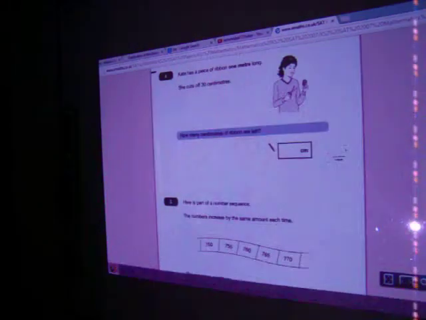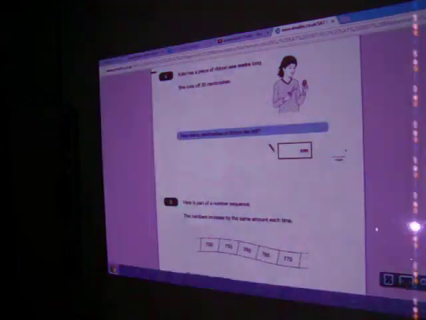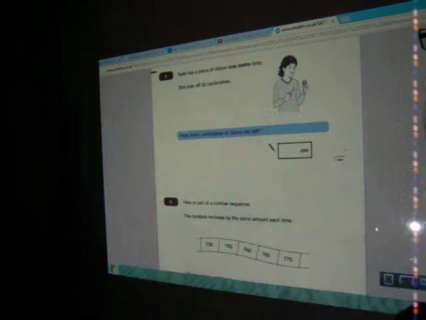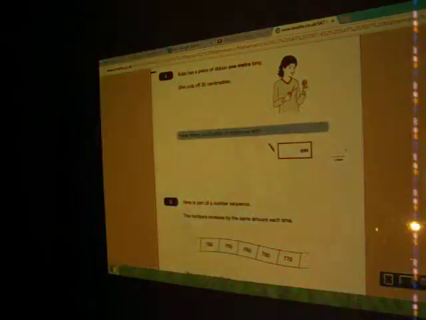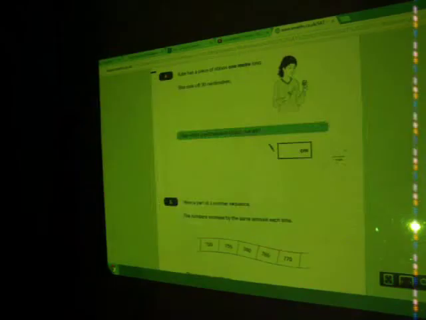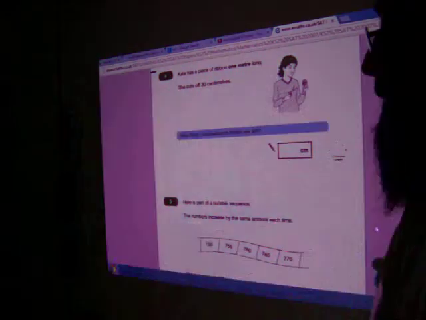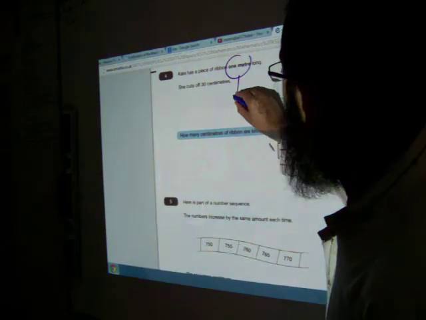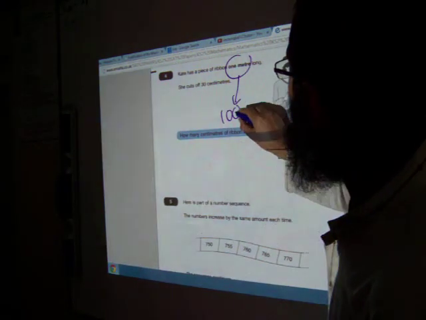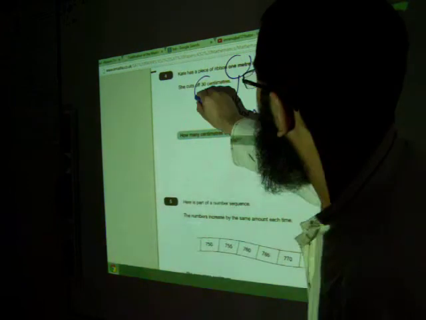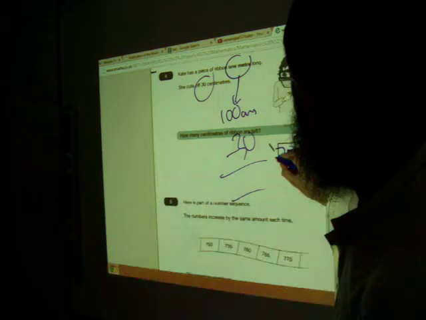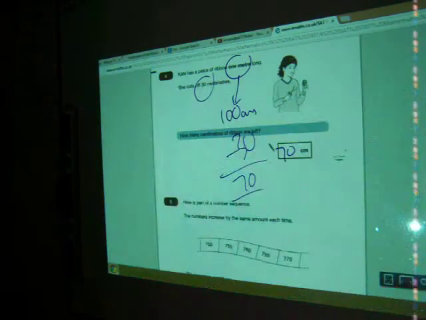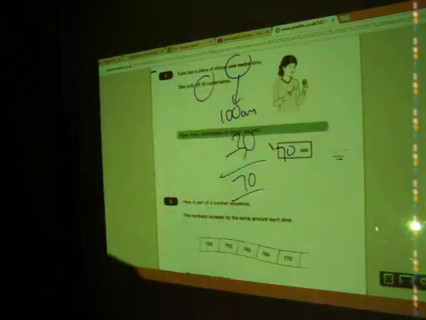Kate has a piece of ribbon 1 meter long. She cuts off 30 centimeters. How many centimeters of ribbon are left? 70 centimeters. How did you make that out? Because in 1 meter we have 100 centimeters, and we removed how many? 30. Equals 70. Beautiful.